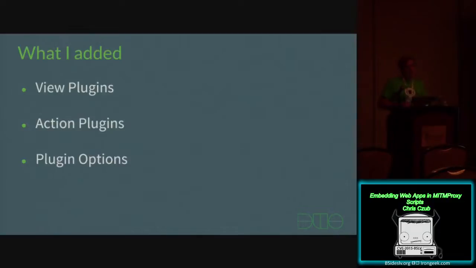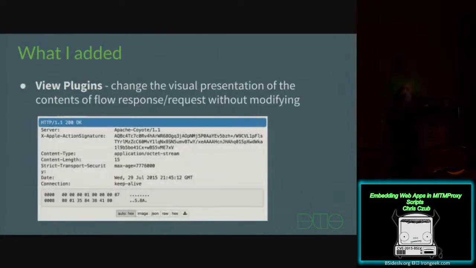So I've introduced a couple of new concepts into MITMProxy. The three concepts are view plugins, action plugins, and plugin options. I'm going to go into those more in depth. So a view plugin changes the visual presentation of traffic going across the wire without actually changing what's being sent to the server or client. So this is useful if you just want to transform it in the interface to view a different representation of it.